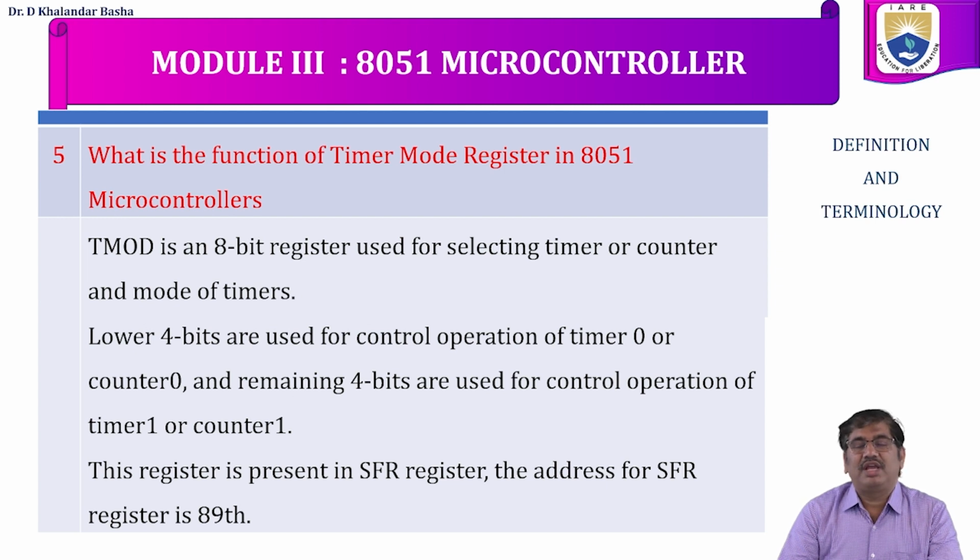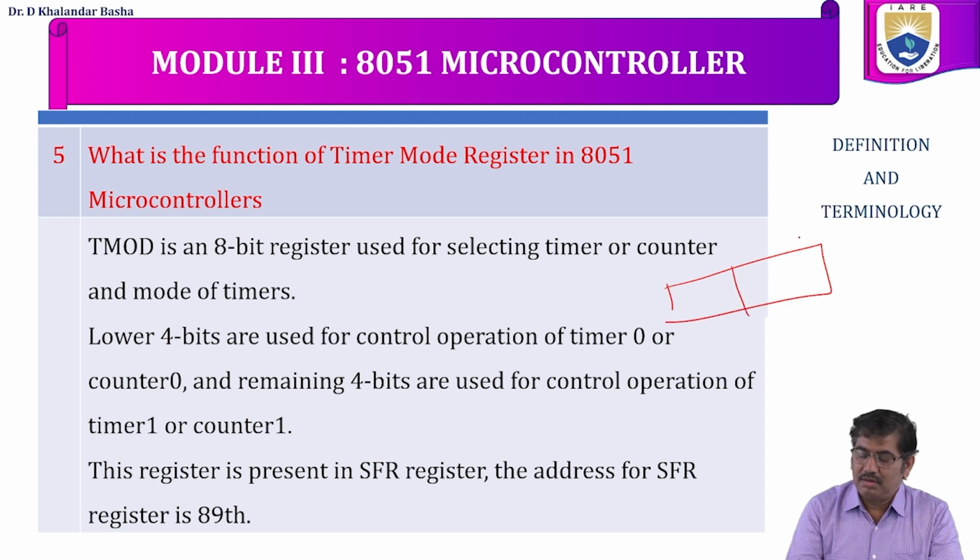So what is the function of the timer mode register in 8051 microcontrollers? The TMOD register is an SFR in the 8051 microcontroller, which is 8 bits in size, and it is used for selecting the timer or counter mode. The lower 4 bits control operation of timer 0. Bits 0, 1, 2, 3 are related to timer 0. Bits 4, 5, 6, 7 correspond to timer 1.